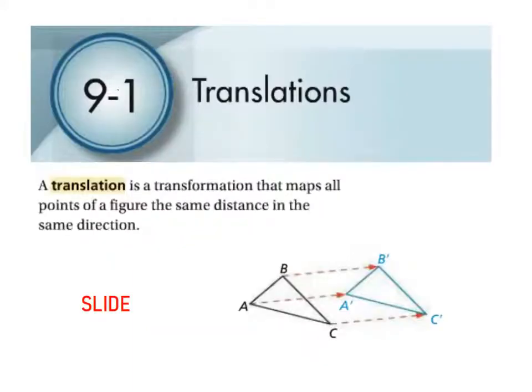Now, translations and reflections. To translate it, it's just going to move. It's going to slide, is what we usually think of it. All the points from the pre-image are going to move the same direction and the same distance as one another. So whatever this direction and distance is, this is going to move the same direction and distance, same direction, same distance. And that creates my image. It's a slide.